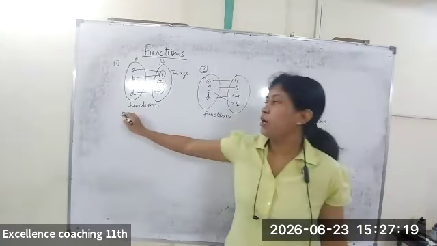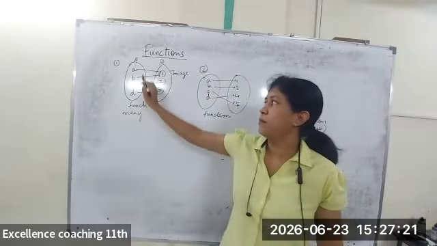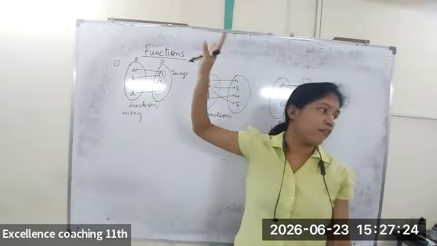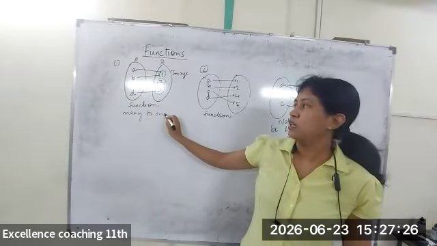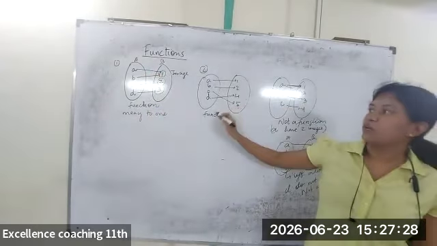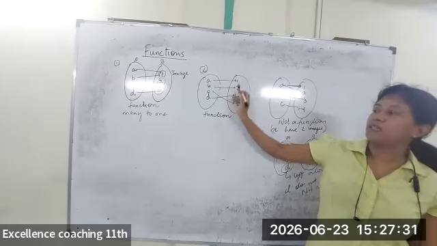Here, this type is called many to one, because here many are going to, many means more than one, many to one. This is called one-to-one because every element is going to one place.